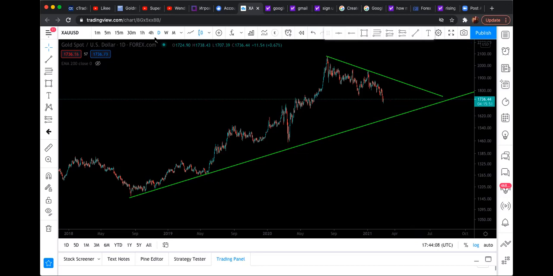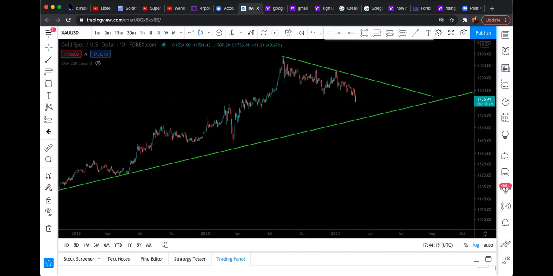Because I am on the daily chart. This is a bigger time frame. It takes 1 day for a candlestick over here to form. So before you even think of buying, you need a higher low on this bigger picture.